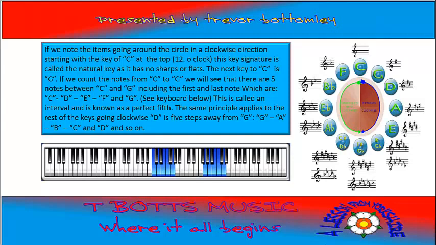Now if you look at the graphic of the keyboard below, you'll see all those notes marked out in blue, and if you count them up you'll see there's 5. This is called an interval and is known as the perfect fifth. The same principle applies to the rest of the keys going clockwise. D is 5 steps away from G: G, A, B, C and D, and so on and so forth all the way around the circle.